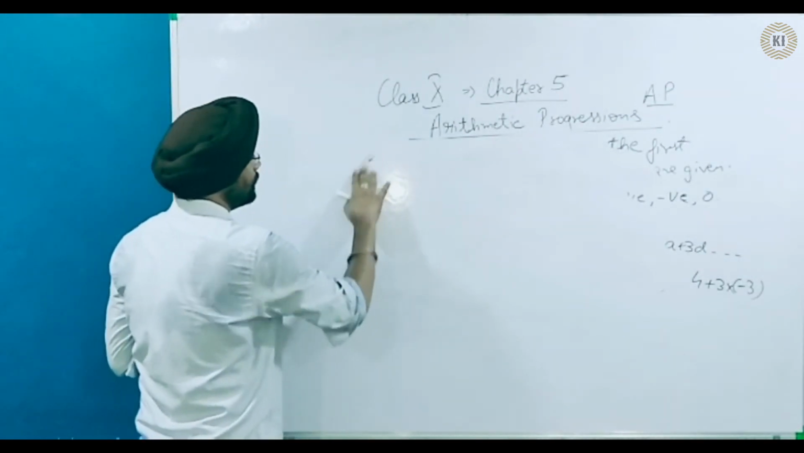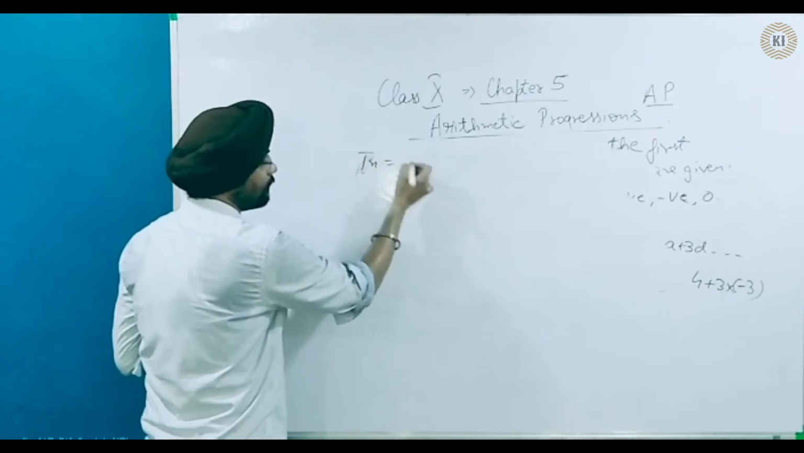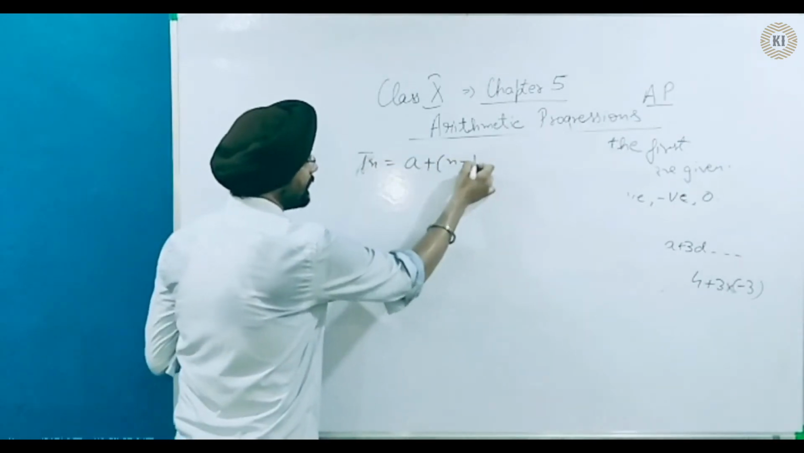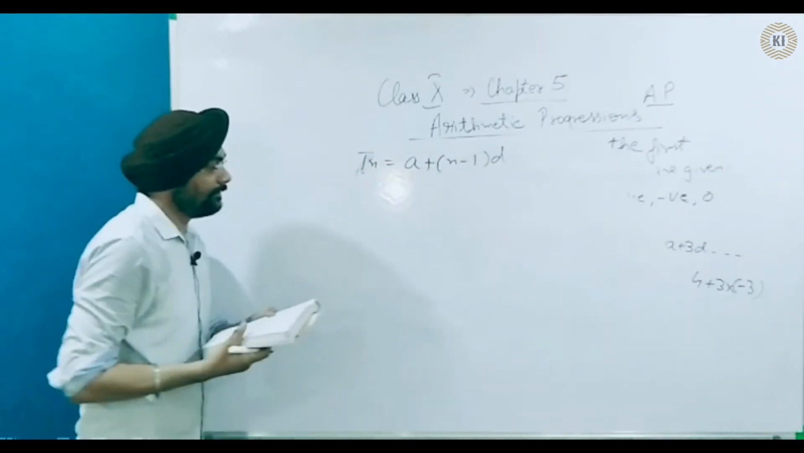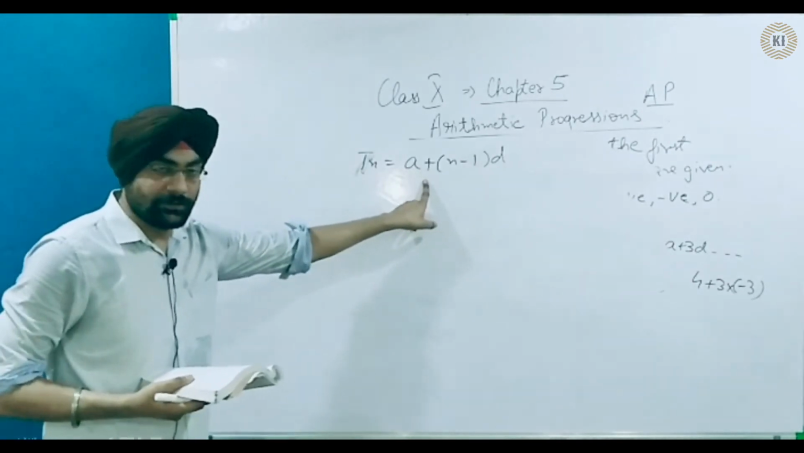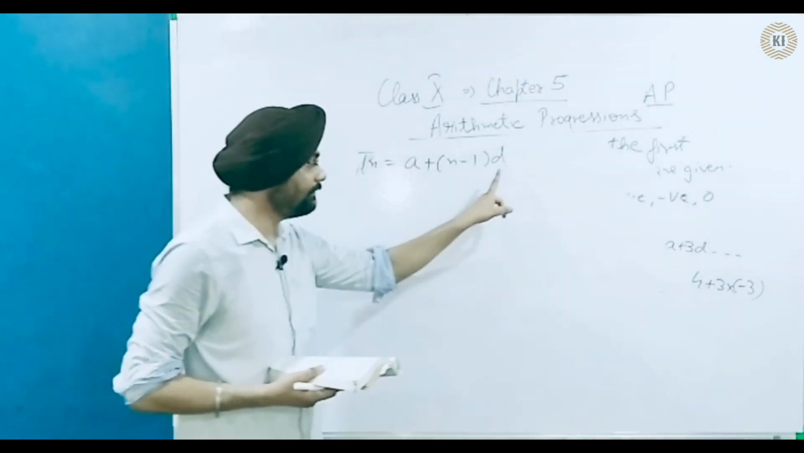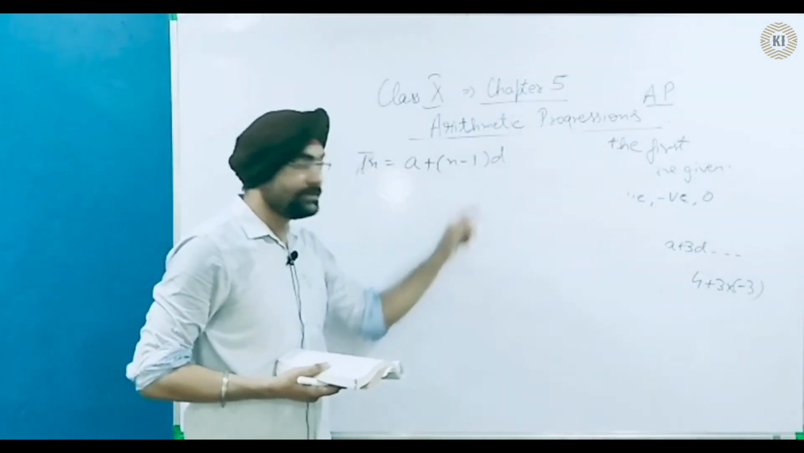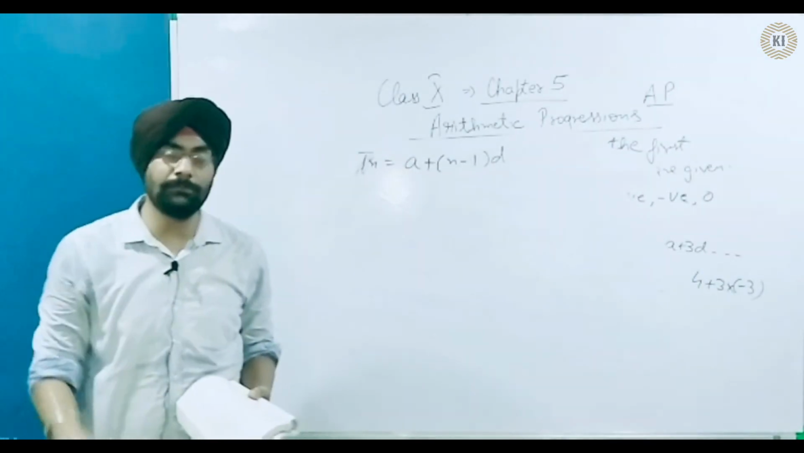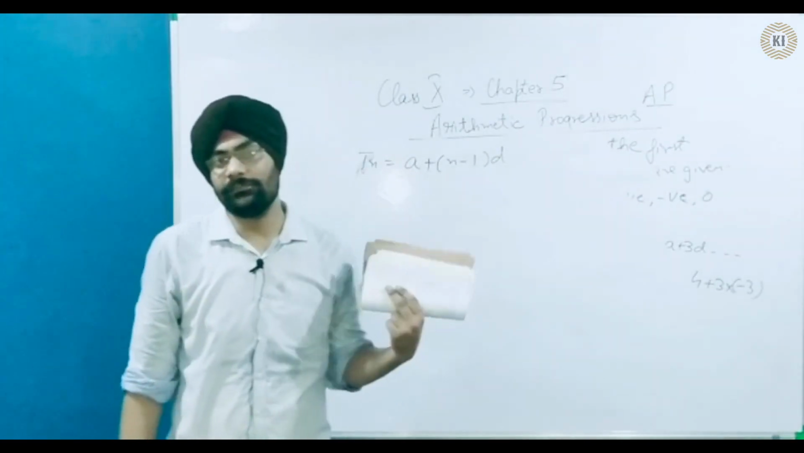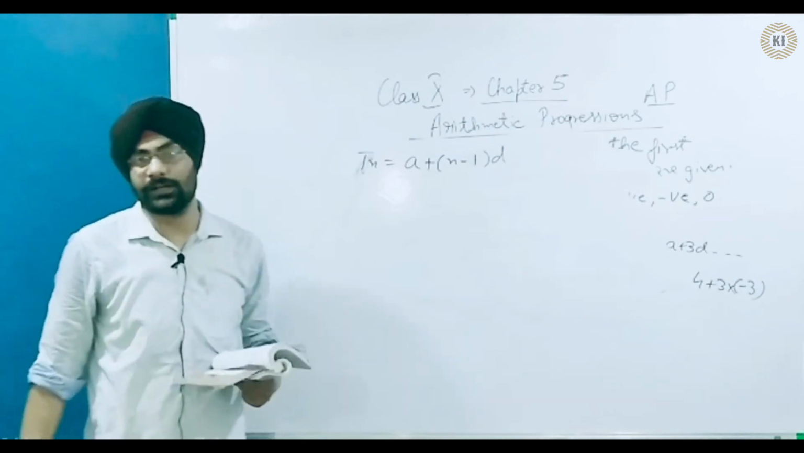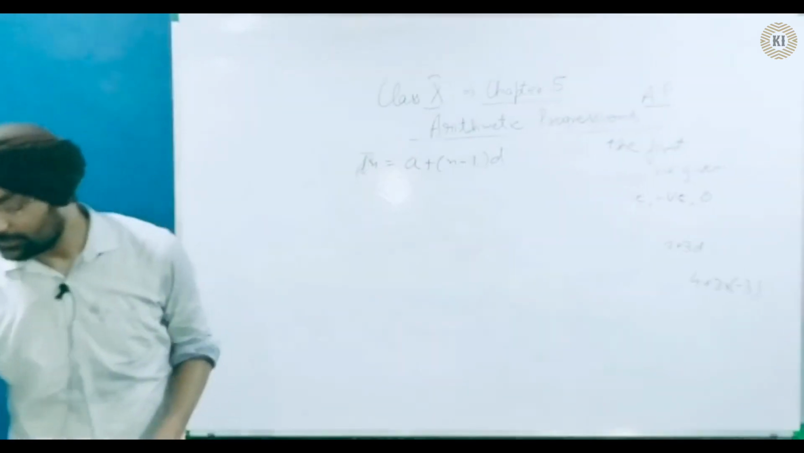So we have to calculate the nth term. The formula is a plus (n minus 1) into d, where a will be your first value, d will be your common difference, n will be your number of terms in an AP, and T of n means you have to calculate the nth term of an AP. So let us start with the question.